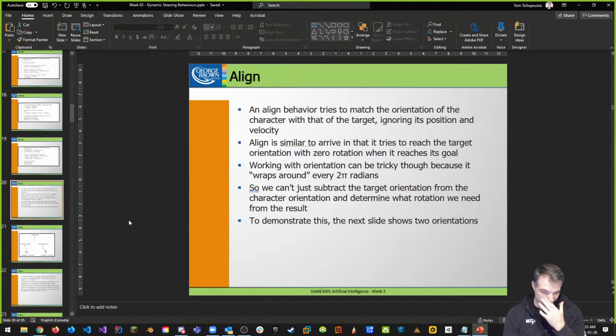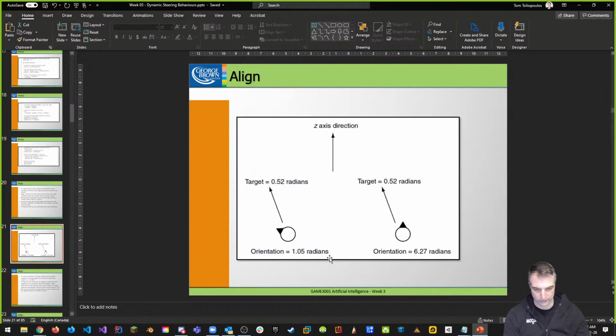Okay, align. This is a new behavior. An align behavior tries to match the orientation of the character with that of the target, ignoring its position and velocity. So how this works is if I have my target, as an example, and I have my original orientation, then I want to orient myself towards the target or align with where the target is looking.